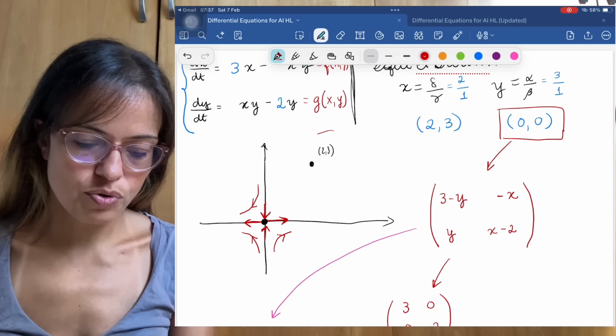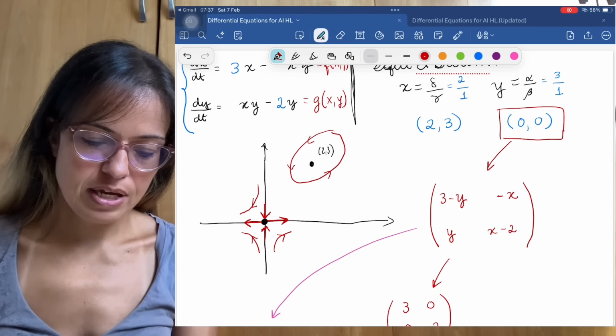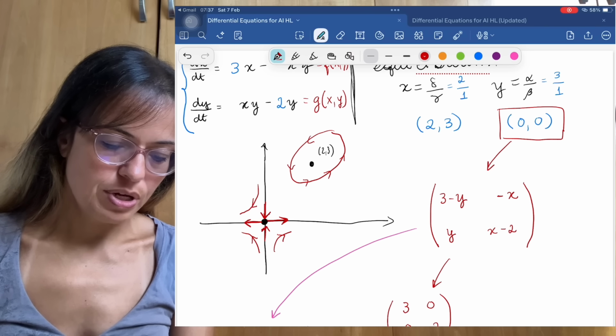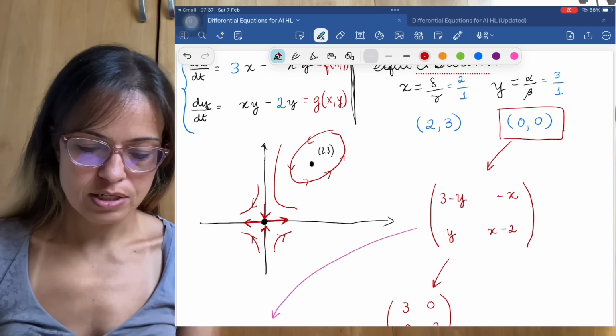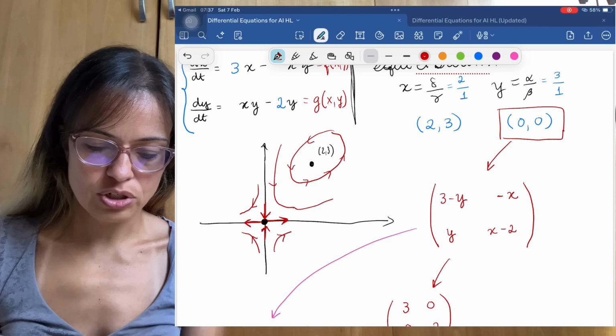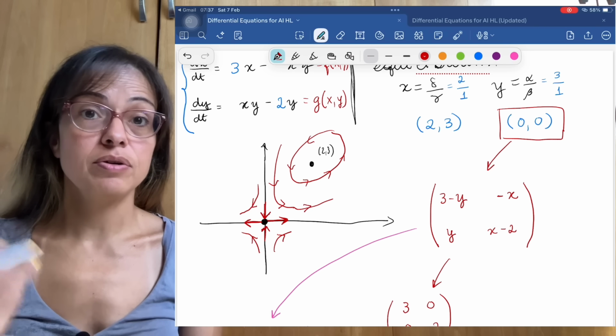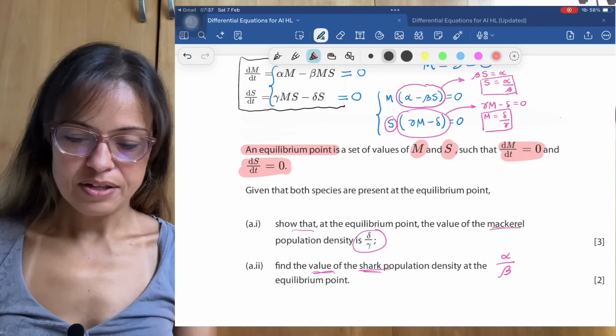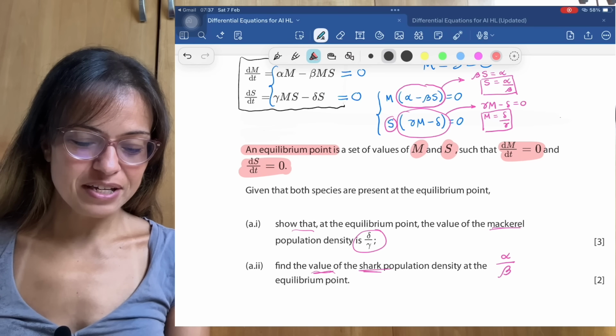But it's going to be going this way. It can't be going around the other way because it needs to connect to the other trajectories that are happening down here at the other equilibrium point. So yeah, that was a nice example, a nice question.